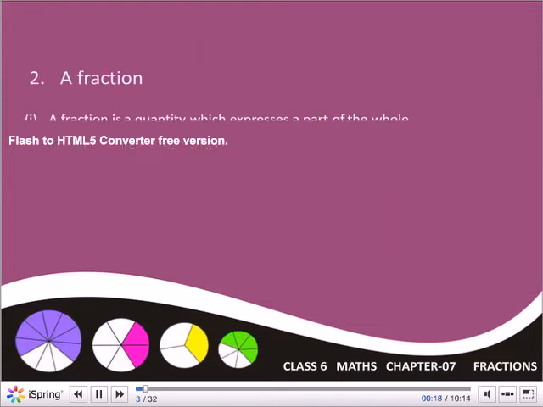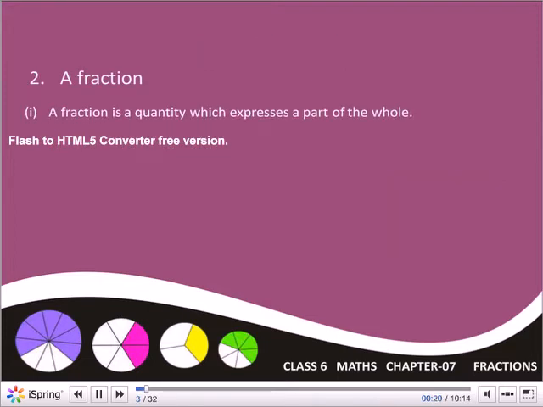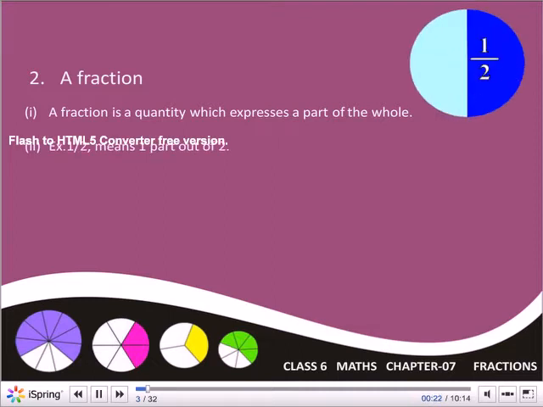A fraction. A fraction is a quantity which expresses a part of the whole. Example, half means one part out of 2. Here 1 is called the numerator and 2 is the denominator.